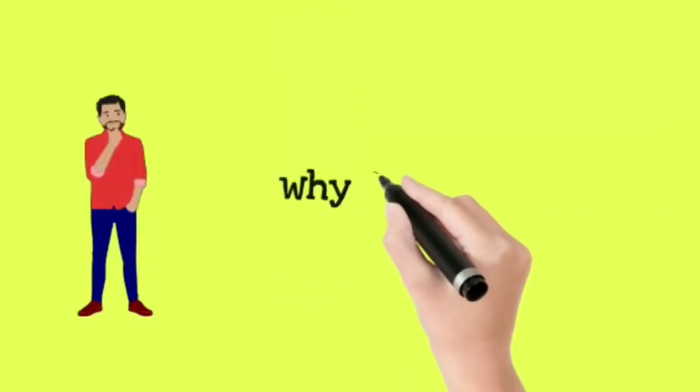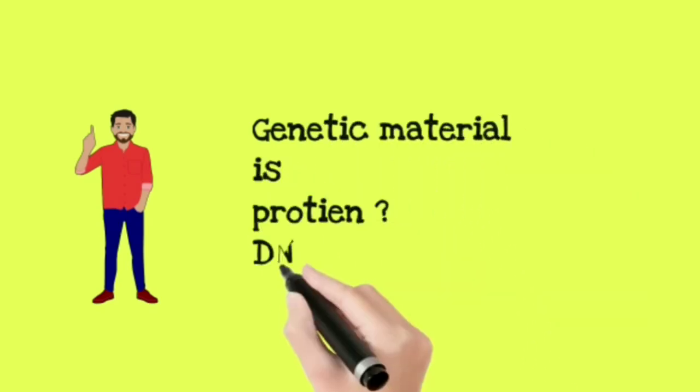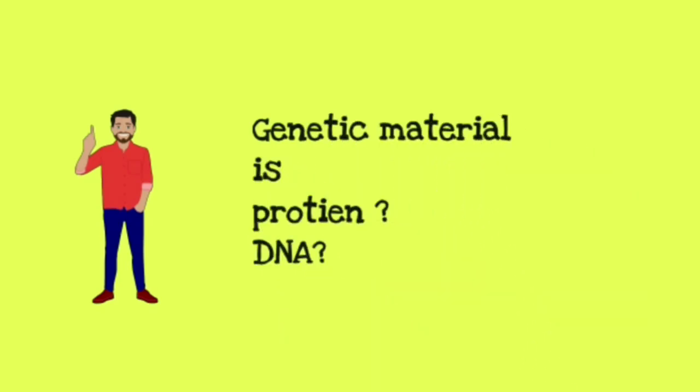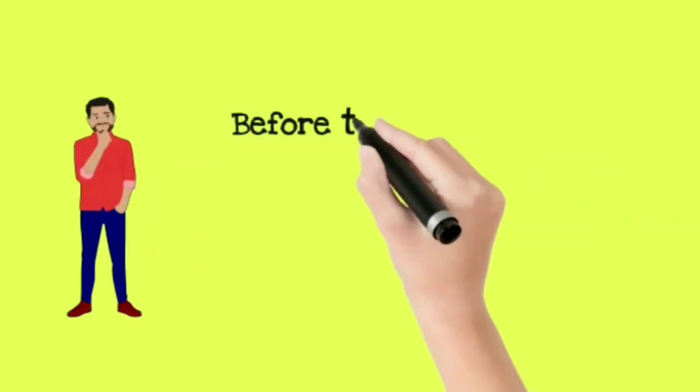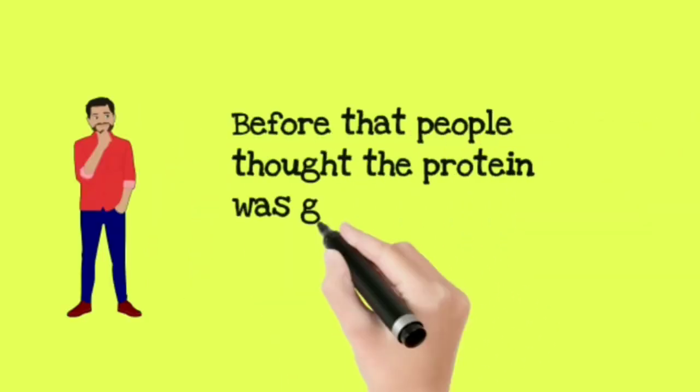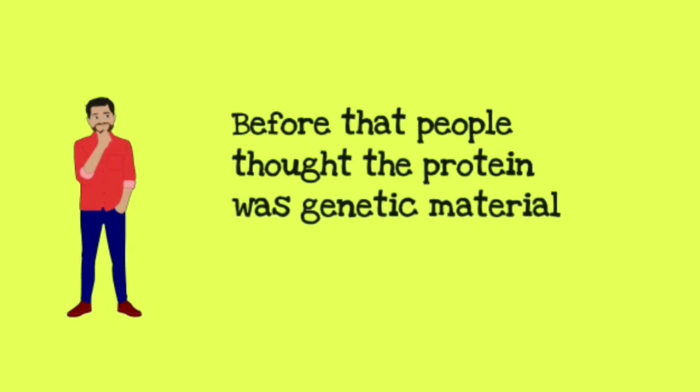Why did they do the experiment? They wanted to find out whether the genetic material is protein or DNA, because many scientists still assumed at the time that protein carried the information for inheritance, because DNA appeared to be an inert molecule. Before they did the experiment, people thought protein was the genetic material.